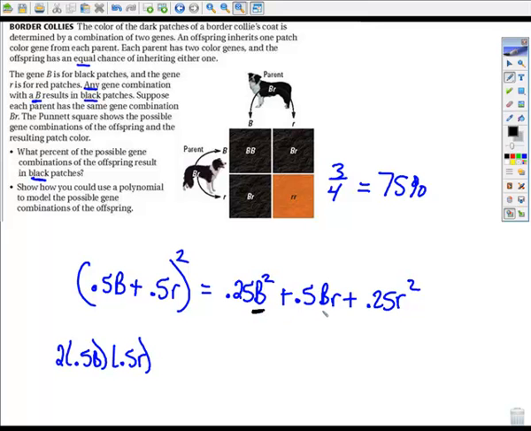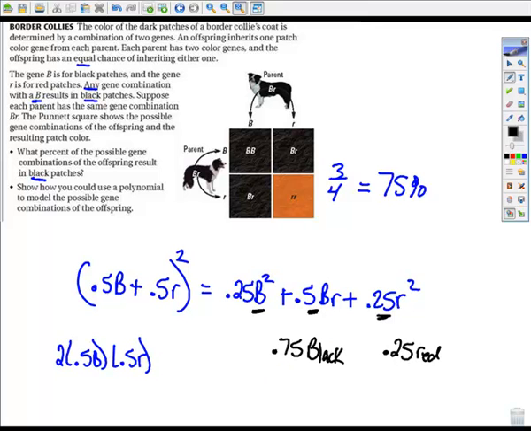25% are black, and another 50% are black, so that 75% are going to be black patches. And here this is showing that only 25% are going to have the double R, so 25% are going to be red. So this is kind of cool. It's a way that you can do it either with the Punnett square, or you can see it with the polynomial multiplication. Alright, that's it for the notes.